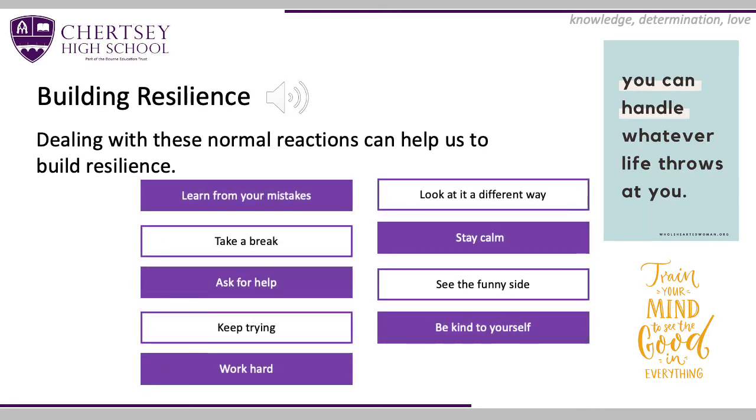But how we deal with those normal reactions, with the feelings of anger and worry and upset and dread, can actually help us build our resilience. The next couple of slides, we're going to go through each of these ways to build our resilience.